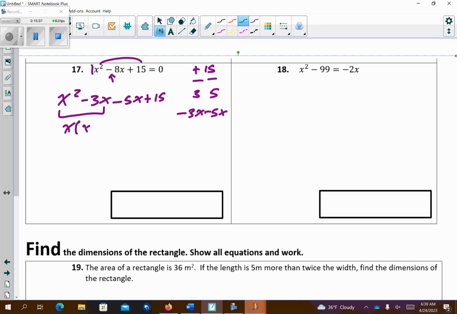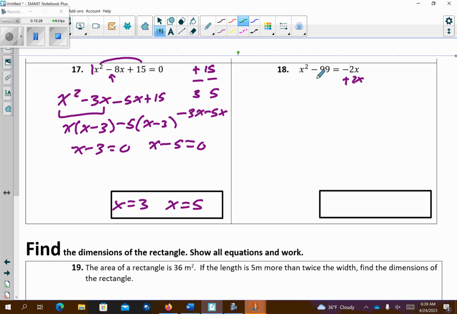Factor x out. Factor negative 5 out. So I'm going to get x minus 3 equals 0 and x minus 5 equals 0. So x equals 3 because I add 3 to both sides, and x is also equal to 5 because I add 5 to both sides.